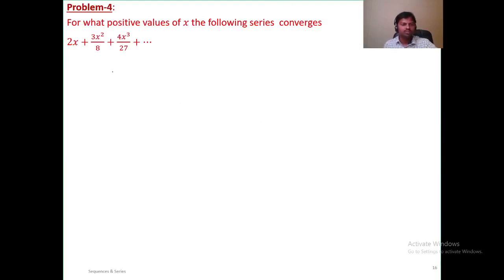Okay, so before that we want the nth term, so let me write that. So 2x plus 3x square upon 8 plus 4x cube upon 27, plus up to so on. Same again, we need to generate the nth term. So the series, n is running from 1 to infinity. You look at the denominator. Here nothing is given, which means 1.